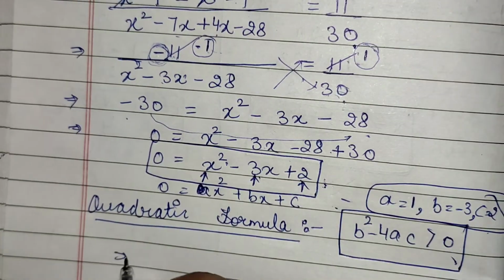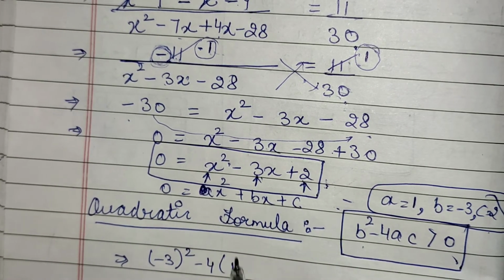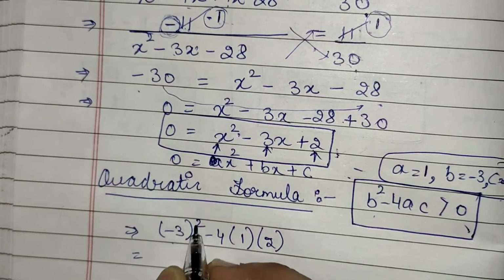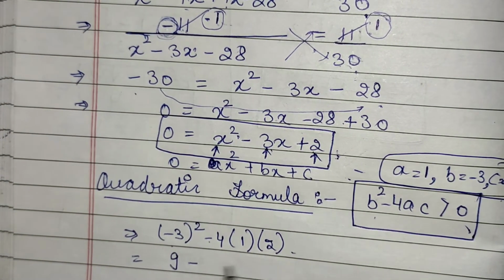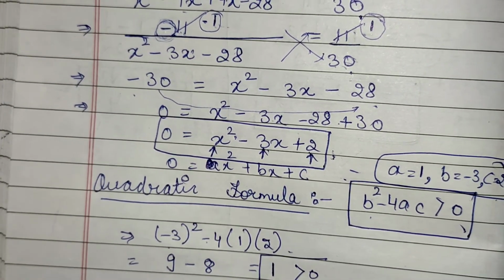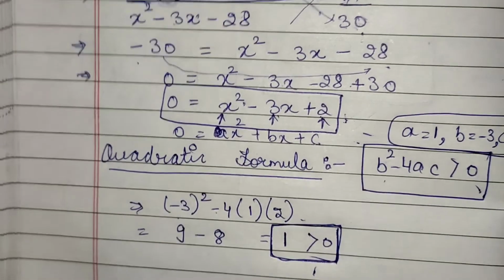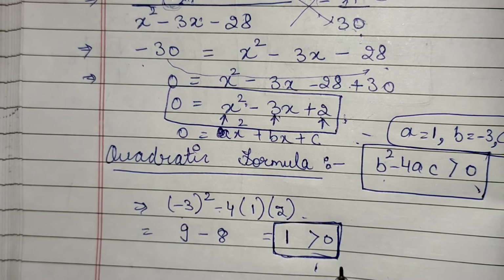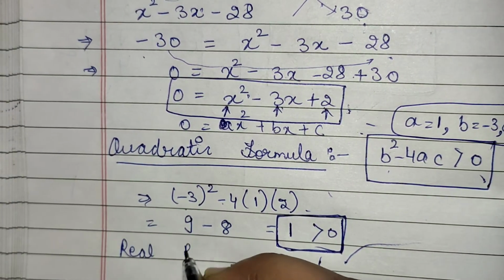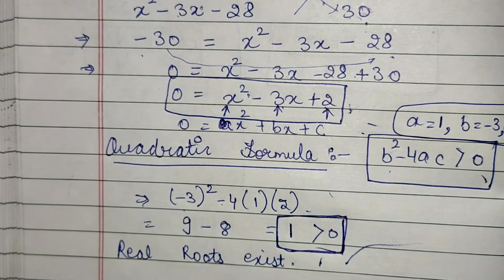So put the values. b is minus 3 square, minus 4a, a is 1 and c is 2. Okay, so it will become 9 minus 8, which comes to be 1, and 1 is greater than 0. So why do we check this? It gives us the result of whether the real roots exist or not. If it is greater than 0, then my real roots will exist.